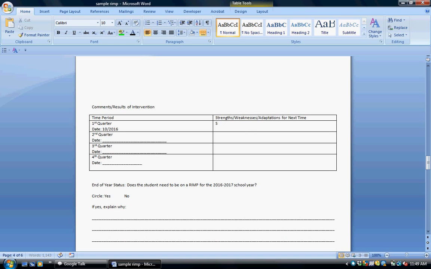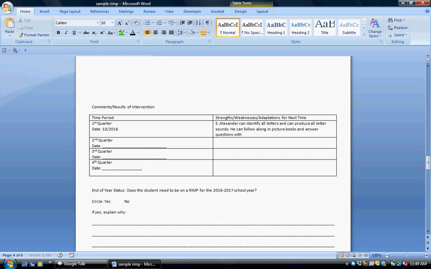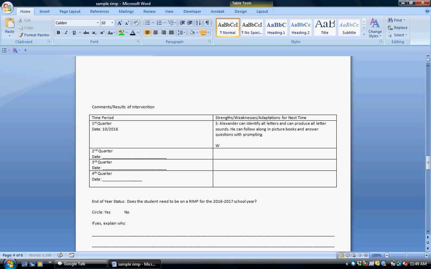And I need to know the strengths. So Alexander can identify all letters and can produce all letter sounds. He can follow along in picture books and answer questions with prompting. His weaknesses: he cannot match letters and sounds.